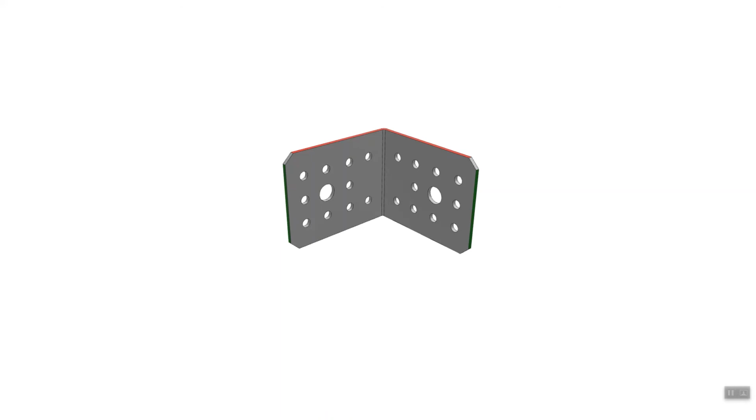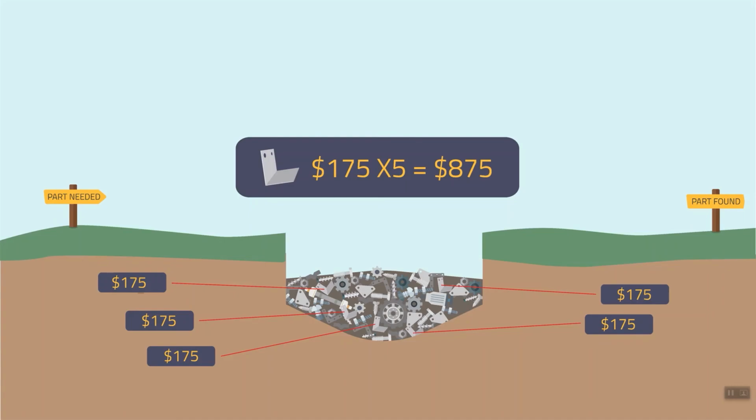So John is an engineer who works for your company, and he needs a bracket for his design that he's working on. He looks inside of your file management system, but he can't quite find what he's looking for. So he goes ahead and designs this part from scratch. So this CAD model represents $175 in John's time to design this part. But little did John know that there were actually 4 other brackets that were similar and had a similar design cost that were already in his system, but he just wasn't able to find them.